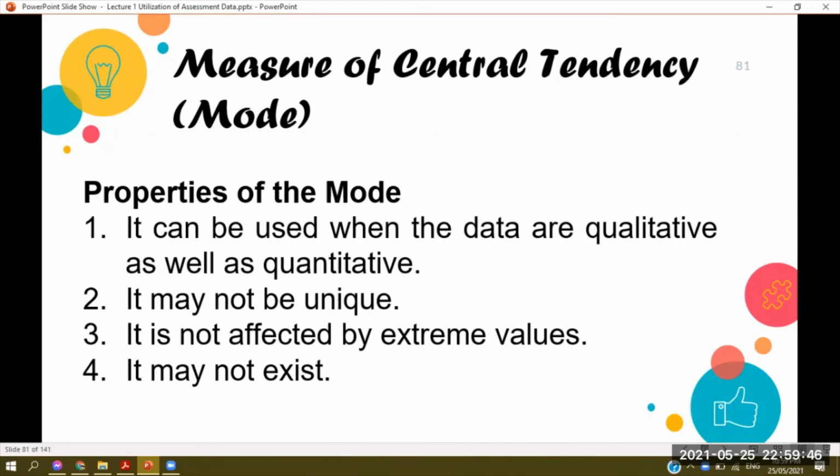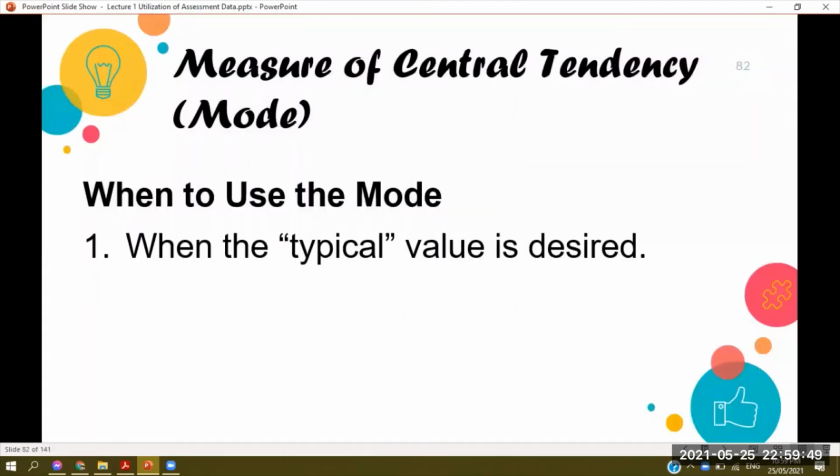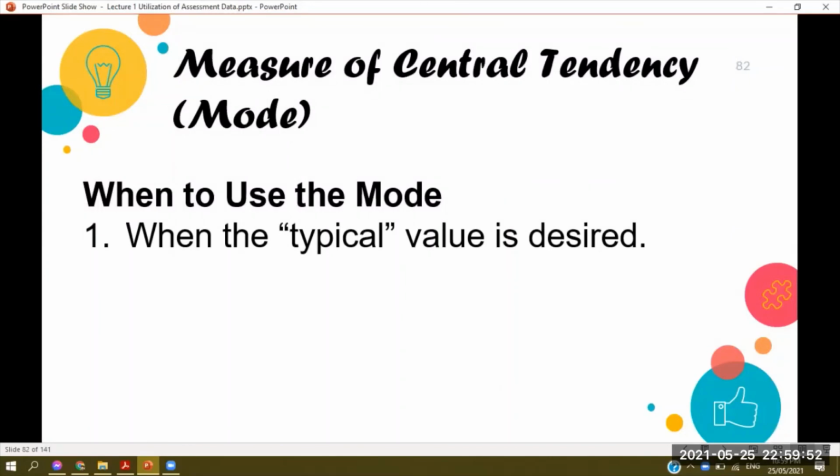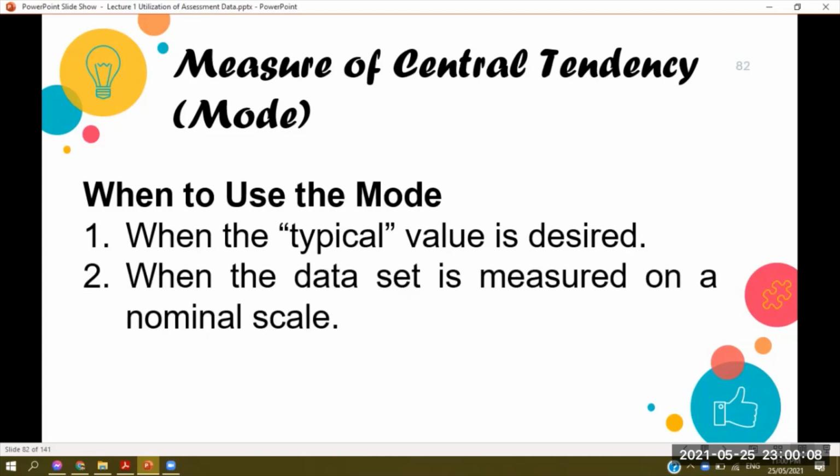Okay. And then the other one, when to use the mode. When the typical value is desired. If you wanted a very, very typical value, all you have to do is to count and to find kung anong yung number or yung score or yung data na nagpapaulit-ulit ng marami. Okay? That is very typical. Number two, when the data set is measured on a nominal scale. Please take note that the nominal scale is, if we're going to rank it, the lowest level of measurement. So that is what we call nominal scale. Okay. So that's it. I hope that you get the discussion on mode.